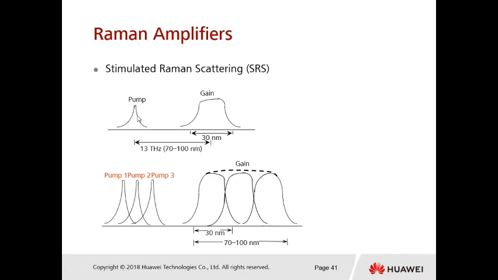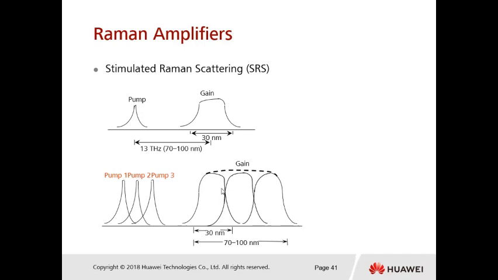3010 nanometers can be amplified, 5050 can be amplified, right? So this is the advantage of our Raman amplifier. We can control the frequency of the pumping source to control the gain range and realize amplification at any wavelength. That's the advantage of our amplifier.